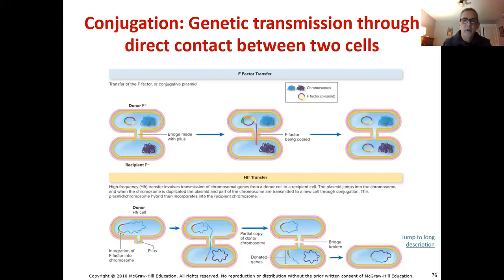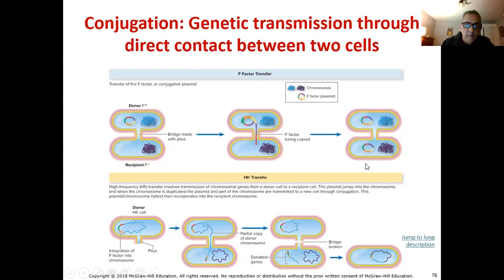Okay, so you have a donor cell that carries the genes to make this pilus that bridges the two cells, and then the genetic information can be transferred. So in an F factor transfer, F referring to fertility plasmid, the entire plasmid is replicated and the copy of the plasmid is transferred to another cell.